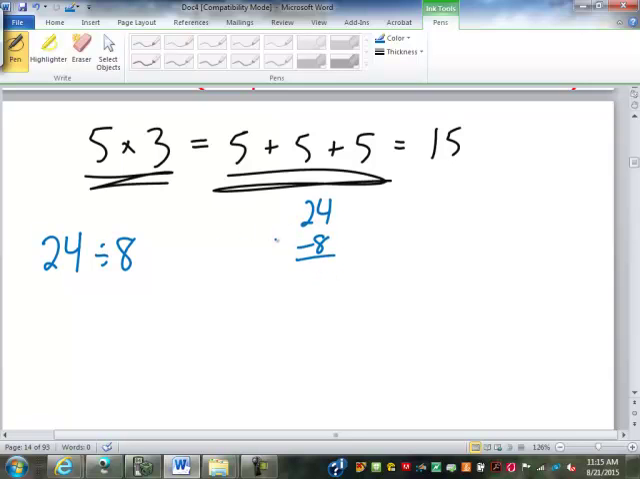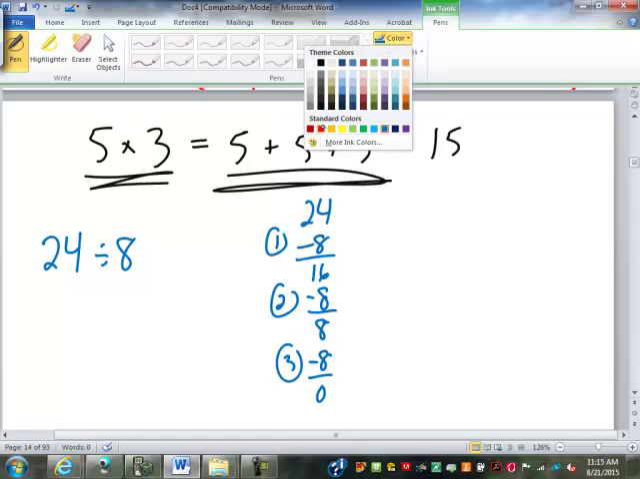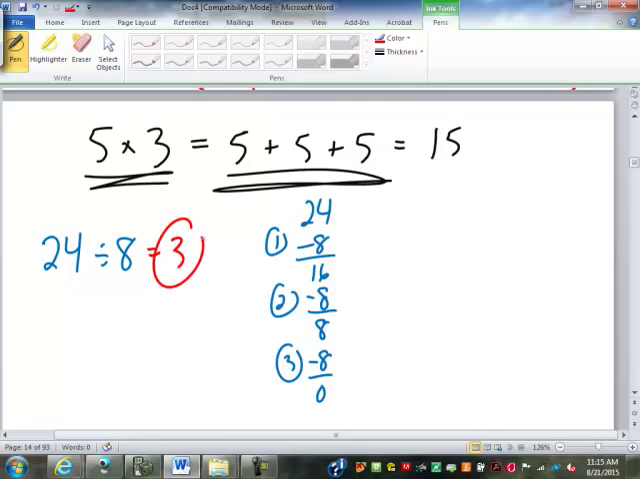So 24 divided by 8, if I subtract 8 once, it's 16. Subtract 8 a second time, it is 8. Subtract 8 again, it is 0. 24 divided by 8 is 3, because you can subtract 8 from 24 3 times. This also explains where our remainders come from.